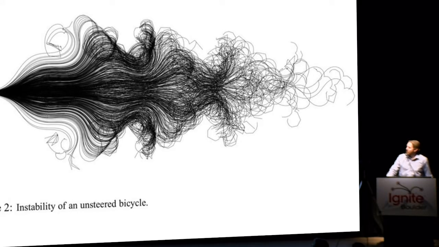Sometimes it can be a little bit more lighthearted, like this one by Matt Cook from the California Institute of Technology. He took an unmanned bicycle and pushed it 800 times and tracked the path it took, which I think is amazing.